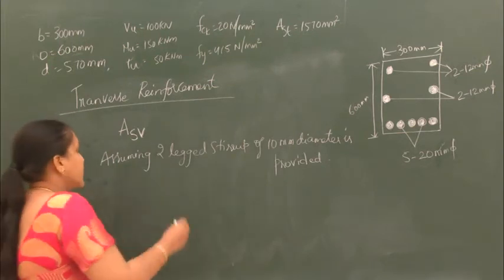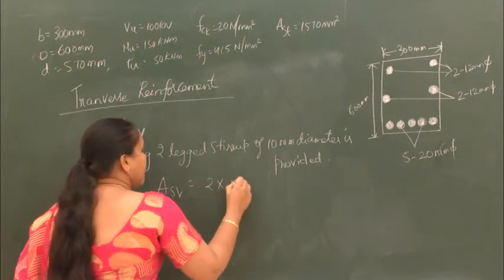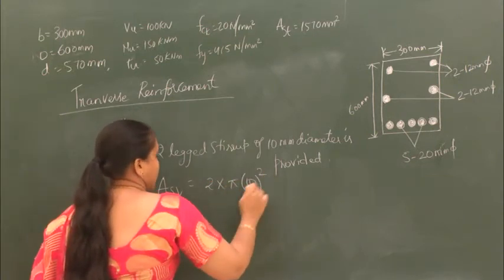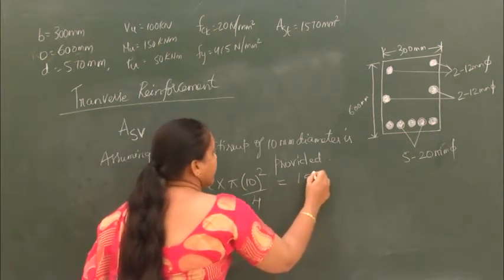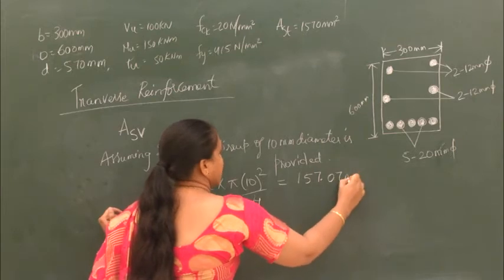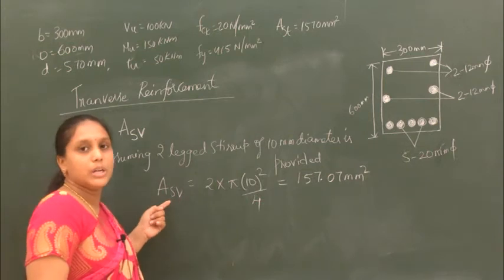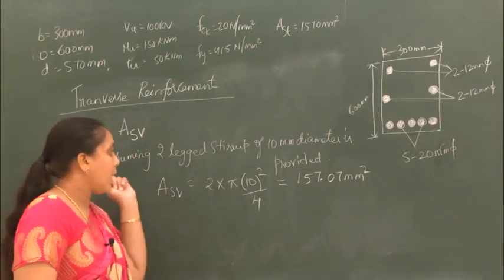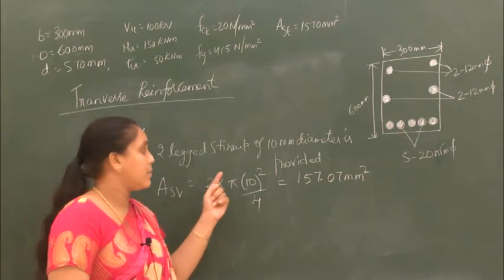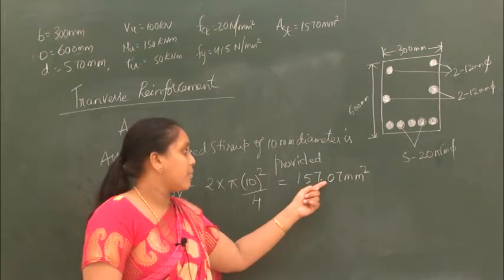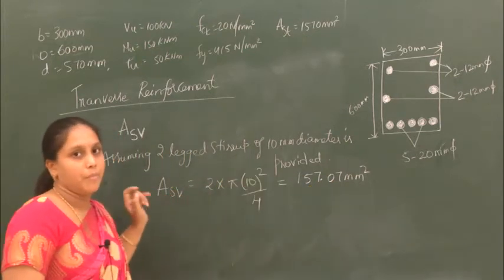So I am going to calculate the ASV. ASV is 2 into pi d square, that is 10 square, divided by 4. If you solve this, you will get a value of 157.07 mm square. This is the area of the vertical stirrups I am going to provide. That is, a two-legged stirrup with an area of 157.07 mm square and a stirrup diameter of 10 mm.